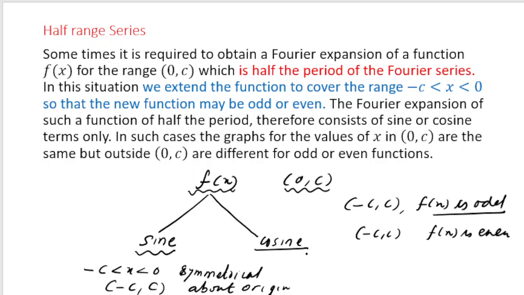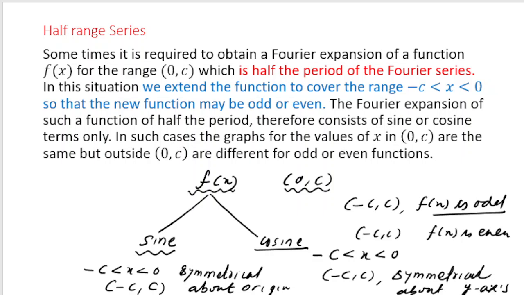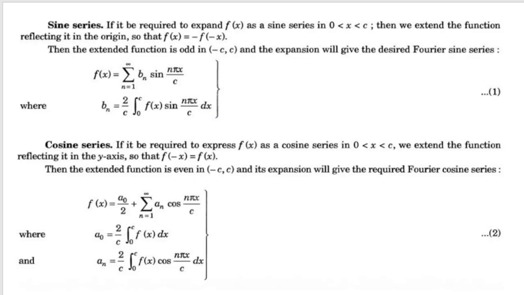Similarly, when we want to write the cosine series, we also extend the function in the interval minus c to 0, but this time we extend the function by taking its reflection in the y-axis, or we extend it in such a way that in the interval minus c to c, the function becomes an even function. So we have to extend the function in such a way that it becomes symmetrical about the y-axis. I hope you understand why these things are being done. I have summarized this here, so it will help you, and you can create your own notes also.